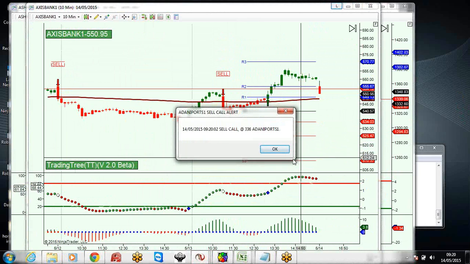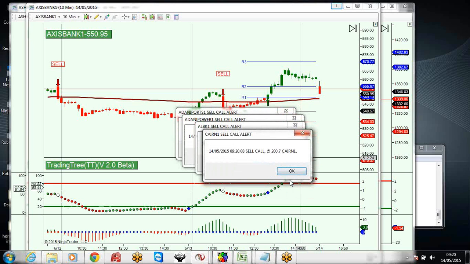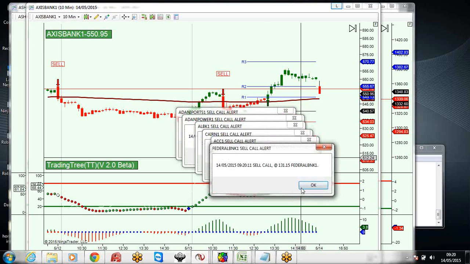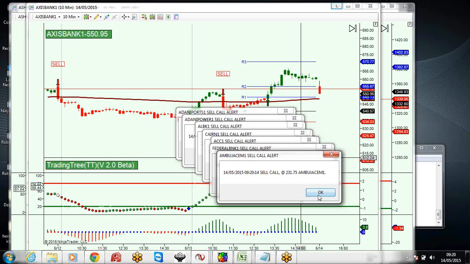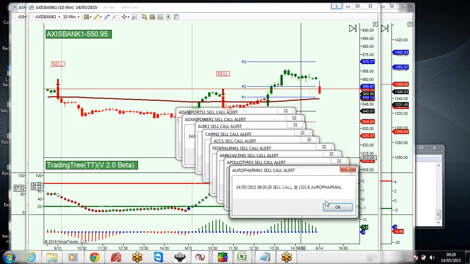There is a sell call in ADM NIPOR1. There is a sell call in ADM NIPOW1. There is a sell call in ALBK1. There is a sell call in ACDEX1. There is a sell call in AMBUJACPM1. There is a sell call in ABHR, APO, A1R.